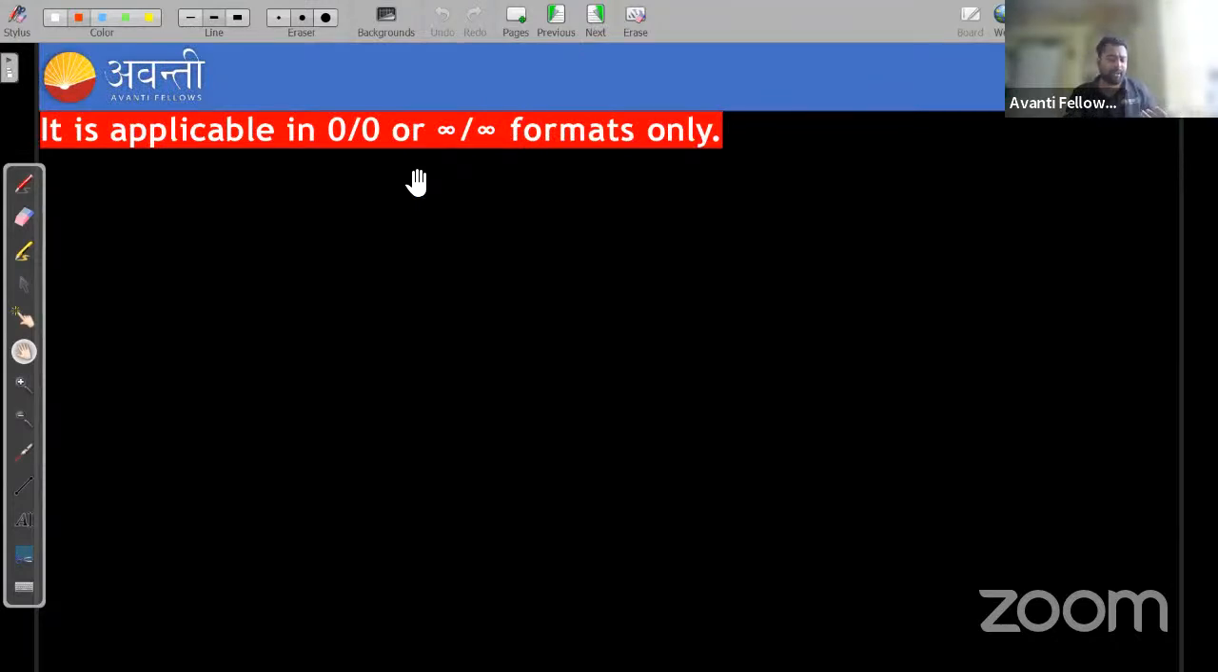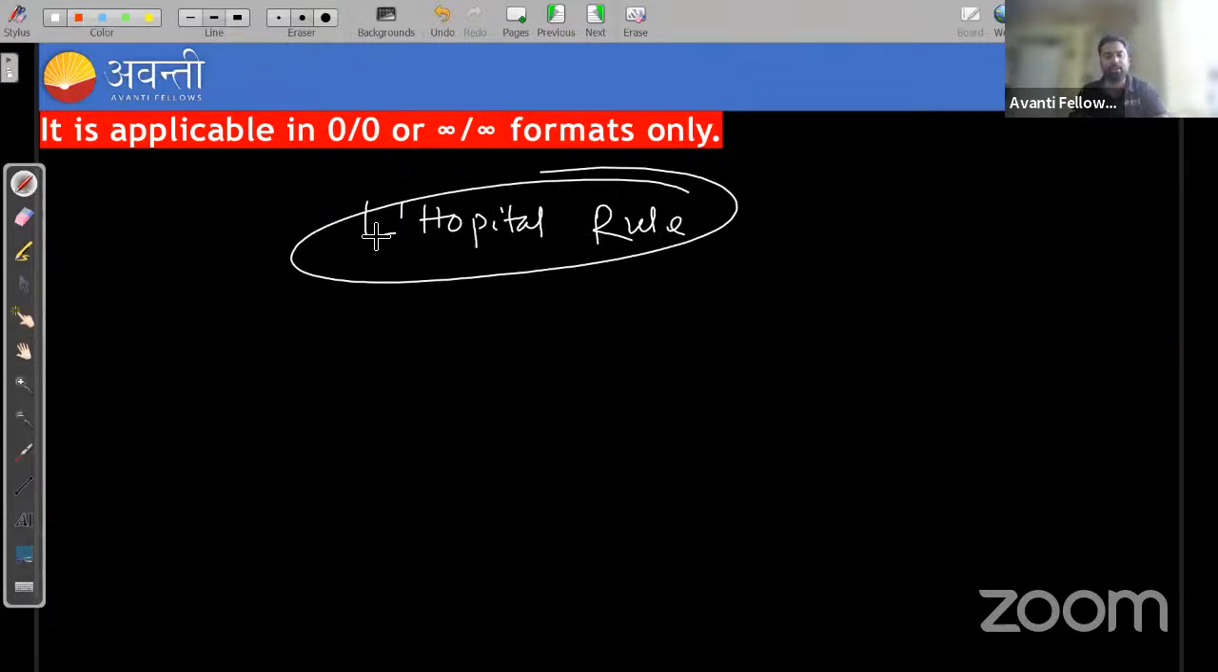How we can find, this is the next question. How we can apply L'Hopital's rule, okay? Here we'll study about L'Hopital's rule, a very famous rule, and it's a very, very useful rule also, right?